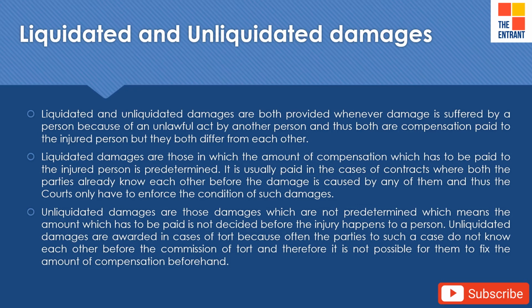Unliquidated damages, on the other hand, are those damages which are not predetermined, which means the amount which has to be paid is not decided before the injury happens to a person. These damages are awarded in cases of tort because often the parties to such a case do not know each other before the commission of the tort, and therefore it is not possible for them to fix the amount of compensation beforehand.